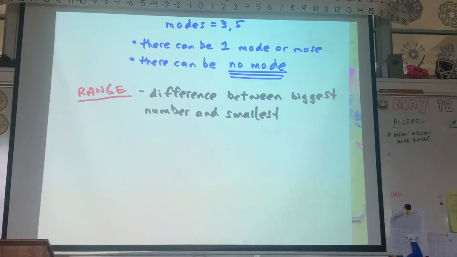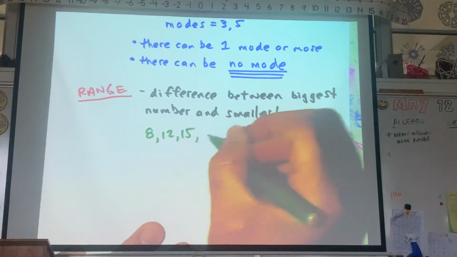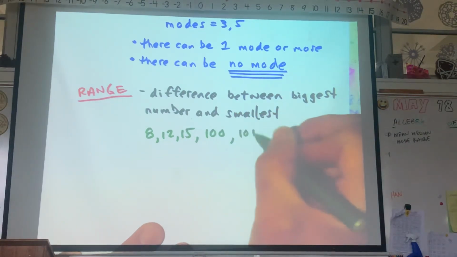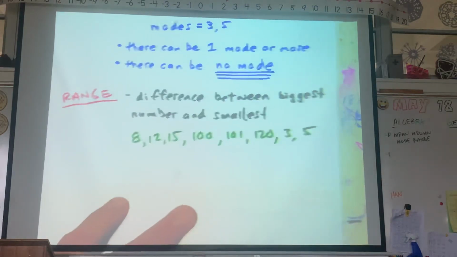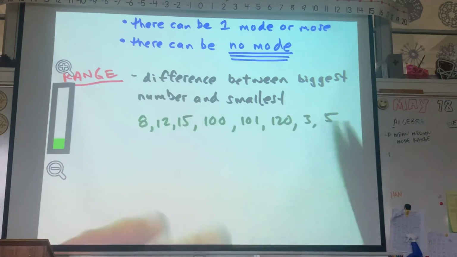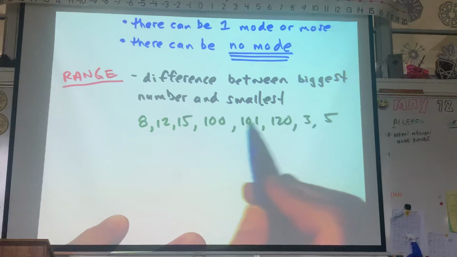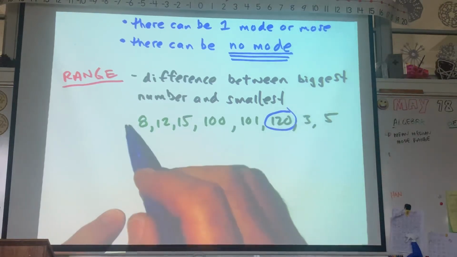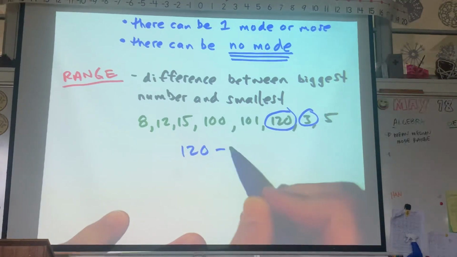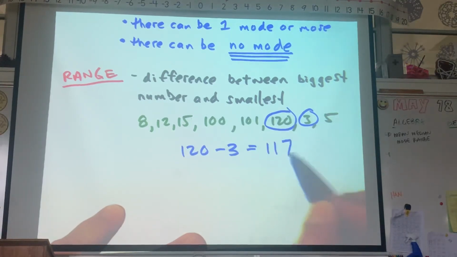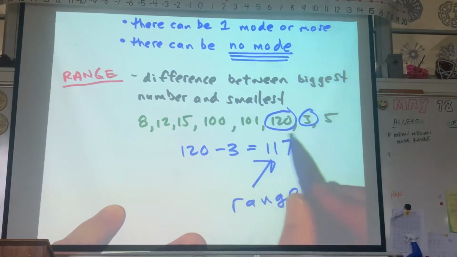Let's do an example. 8, 12, 15, 100, 101, 120, 3, 5. Here's my list of numbers. Let's circle the biggest and the smallest. Biggest, 120. Smallest, 3. 120 minus 3 equals 117. There is my range.